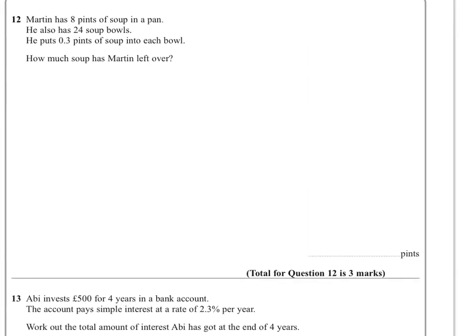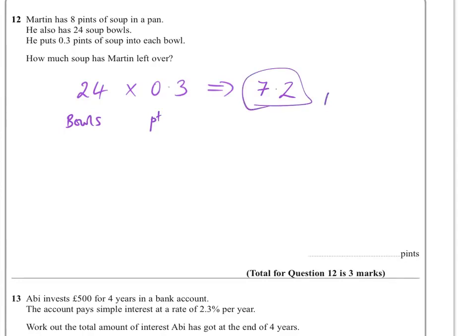Question 12. Martin has 8 pints of soup in a pan. He also has 24 soup bowls, and he intends to put 0.3 pints of soup into each bowl. So if he has 24 bowls and 0.3 pints in each of them, then we can do that on the calculator, and what you would get is 7.2. Now what would that mean? Well, if these are the bowls here, and this is how much of a pint that you're putting in each bowl, then this would stand for 7.2 pints of soup used so far.